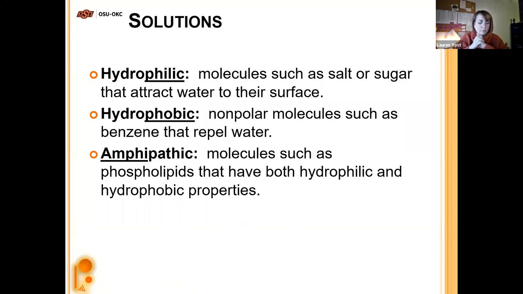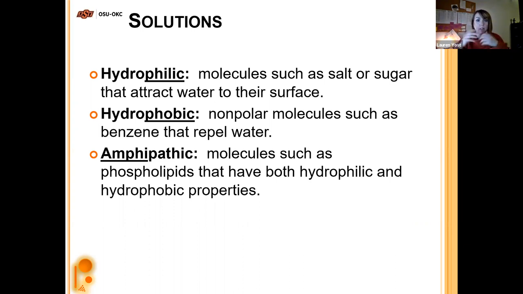Okay. There are some molecules out there that we would call amphipathic. These are incredibly important in biology. Amphipathic, just think of an amphibian, right? So where do amphibians live? They live on the land and in the water, right?